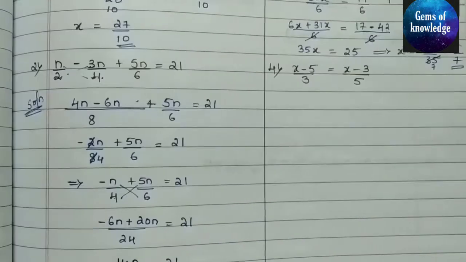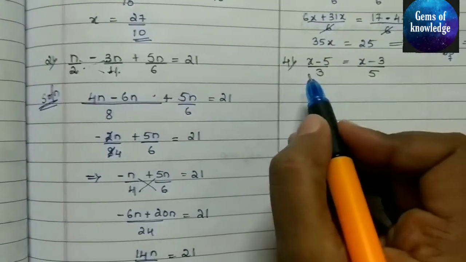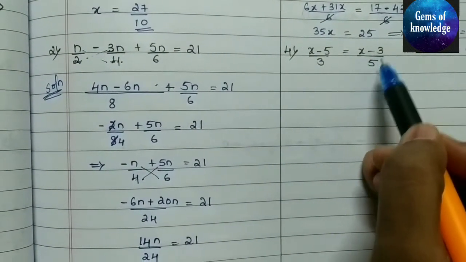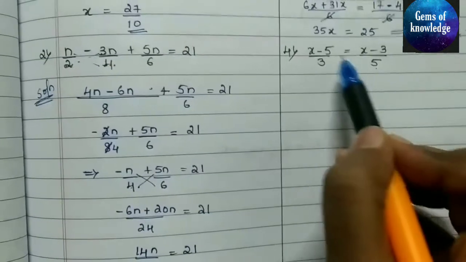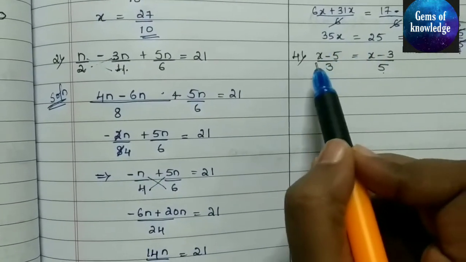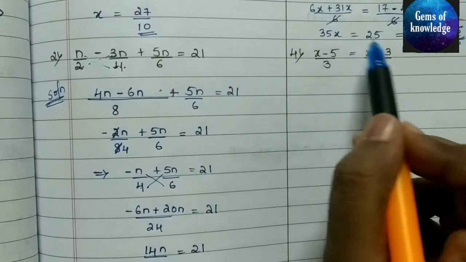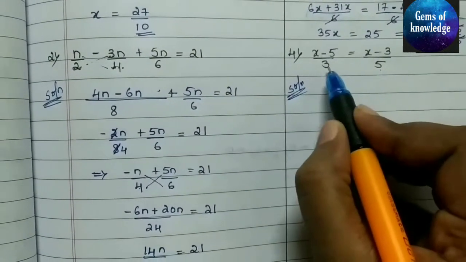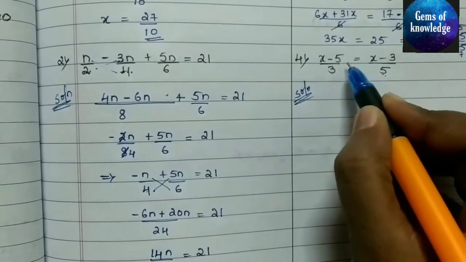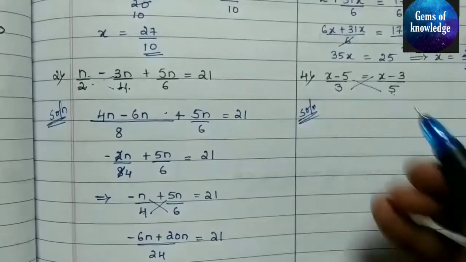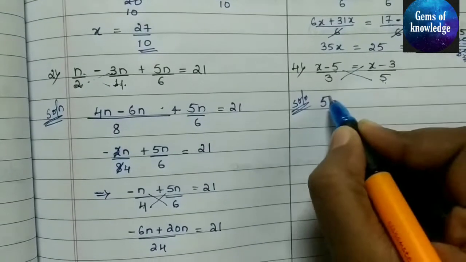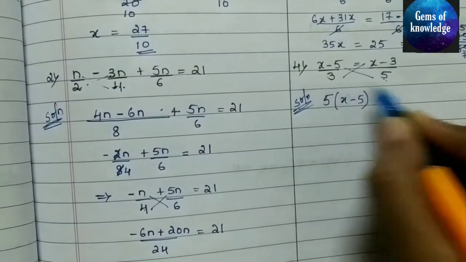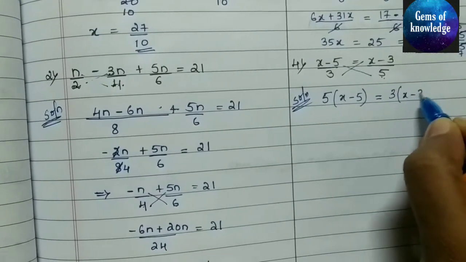Okay. Next, fourth question. You can see the fourth question: x minus 5 by 3 is equal to x minus 3 by 5. So we cannot bring terms from here to this side. Even we cannot bring the terms from this side to this side. So what we have to do here is we are having the denominator. So let us cross multiply this. Okay. So after cross multiplying, we will get 5 into x minus 5, which is equal to 3 into x minus 3.